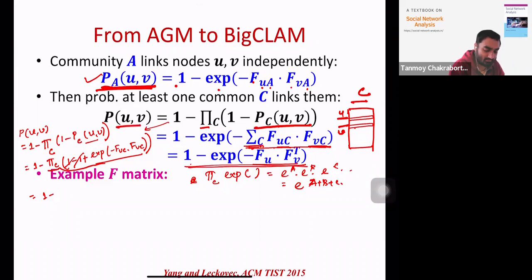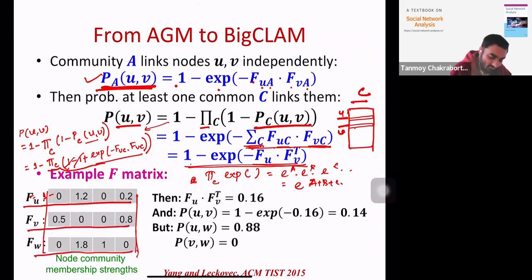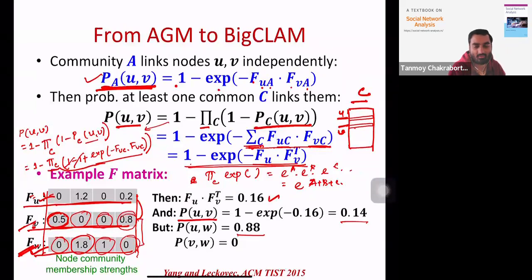Now, the probability of two nodes being connected. Let's look at the example. This is your F matrix, and say this is F_u, this is F_v, this is F_w. There are two or three nodes. If you take F_u times F_v, the dot product would be 0.16, so the probability of connecting an edge between u and v is 0.14. Similarly, u and w would be 0.88. And between v and w, we see that there are no shared communities. This node v belongs to this community with some probability, but node w doesn't belong to this community, and this belongs to a different one. So none of these vertices share any common community. Therefore, this is zero.